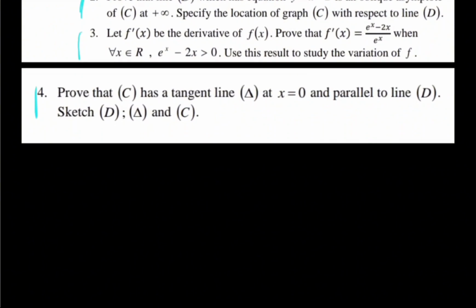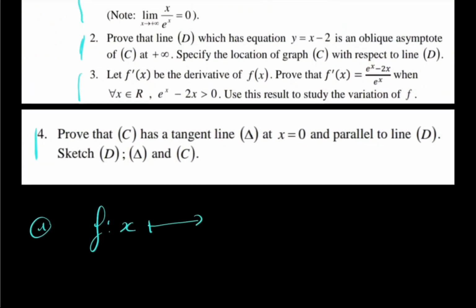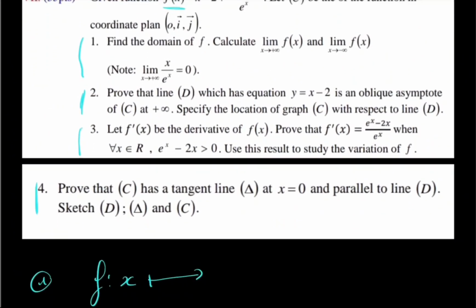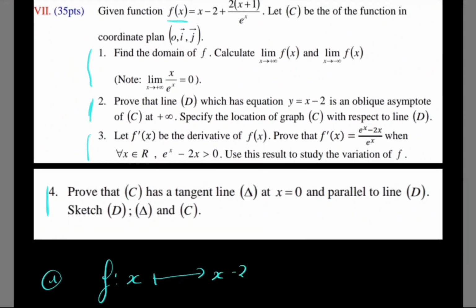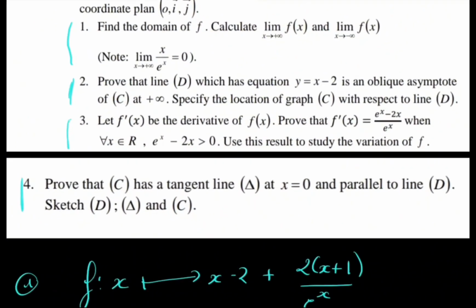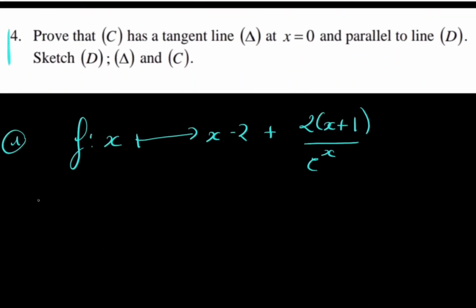Okay, so first, let's write down the function. So f is a function that given x gives x minus 2 plus (2x plus 1) over exponential of x. So we will try to find the domain.